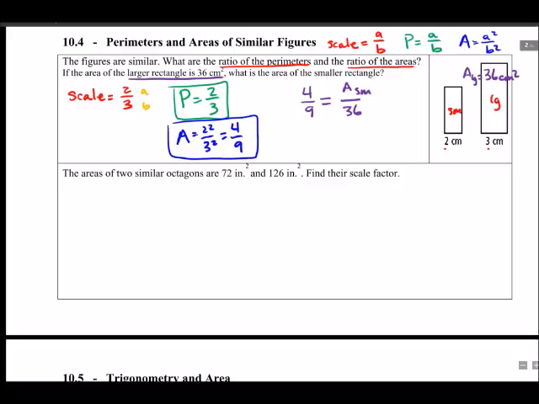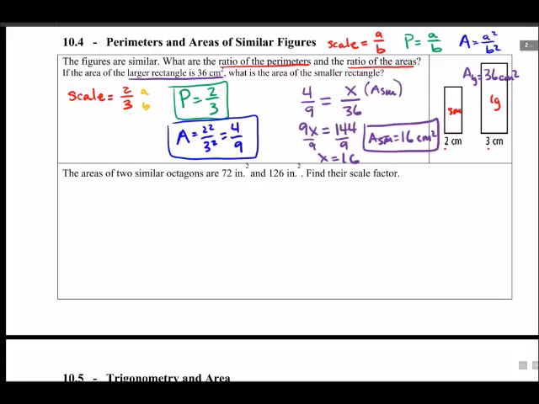So then it's just cross multiply. So we can just call this X up here. Area small is just X. This is X, right? That's area small. So 9X is 144. Divide by 9. X equals 16. Area small equals 16. And what's our unit? Centimeters squared.